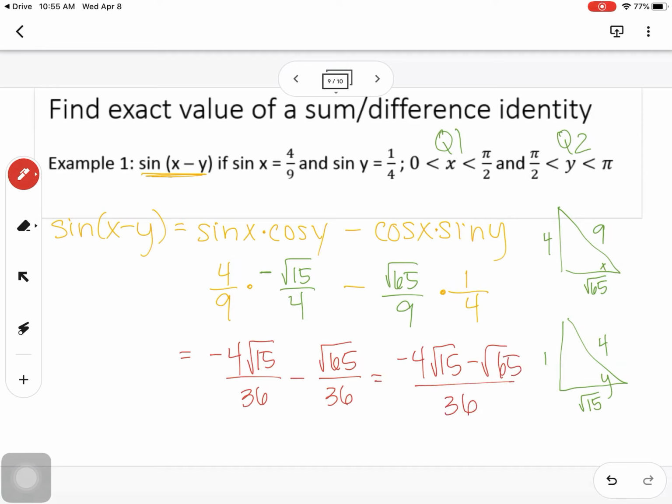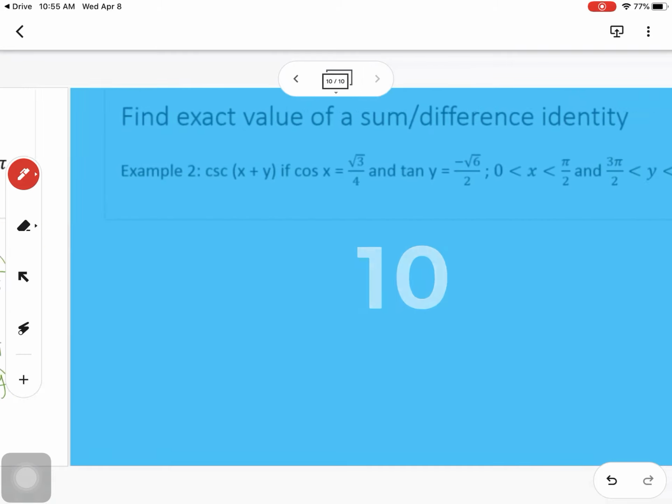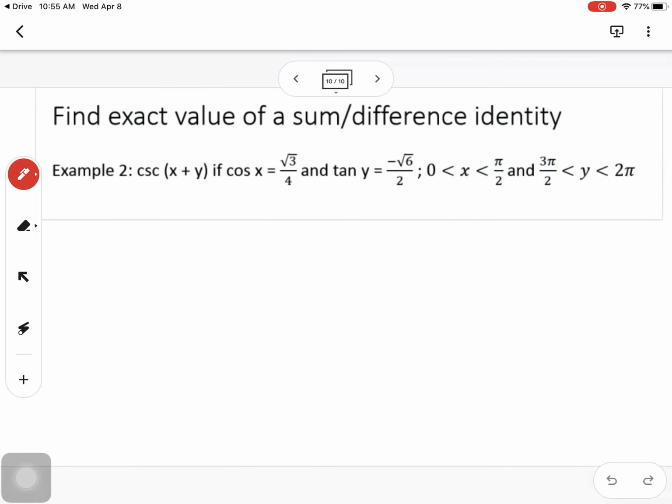And that is my final answer. Okay, this one works the exact same way. And so I'm going to take a minute to let you try it. But again, I'm going to start working it out, so just pause it if you need that time.